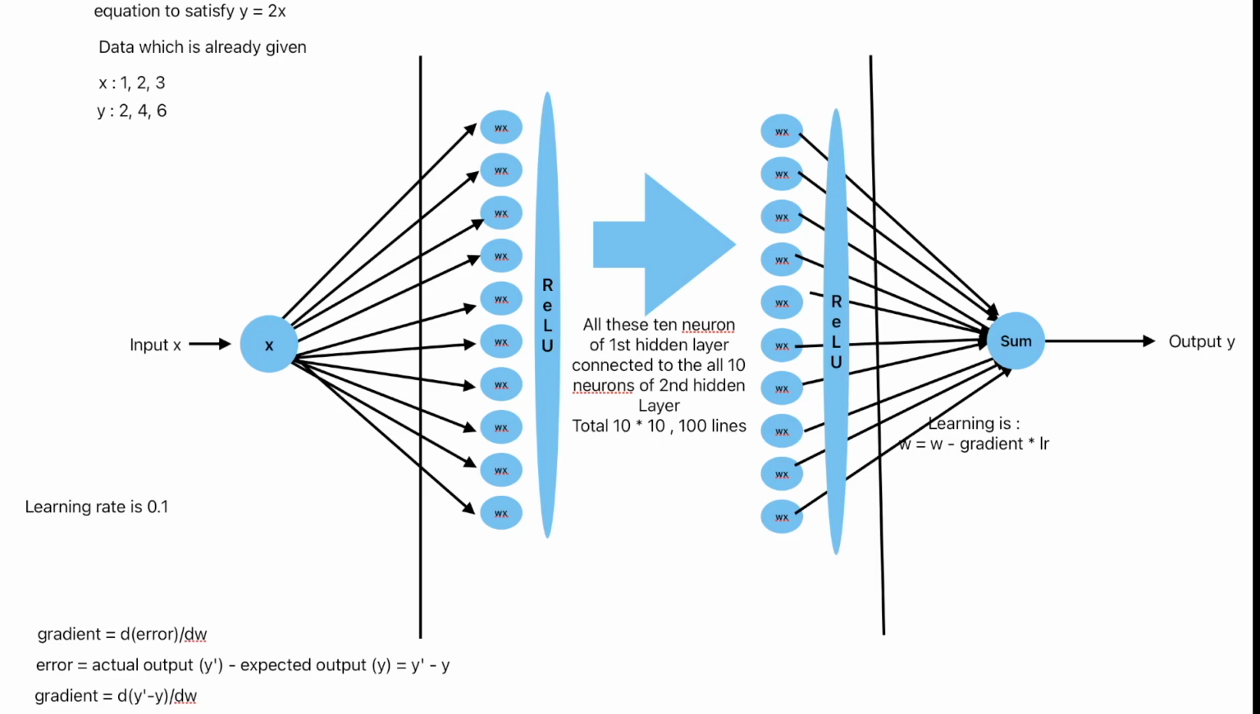The data is accordingly 1 into 2 is 2, 2 into 2 is 4, 3 into 2 is 6, and the input is x, as you can see in the diagram below. Input x goes to the 10 neurons, then the 10 neurons are connected to the next hidden layer of 10 neurons, and then finally it creates the output. Gradient, error, everything is going to be the same.